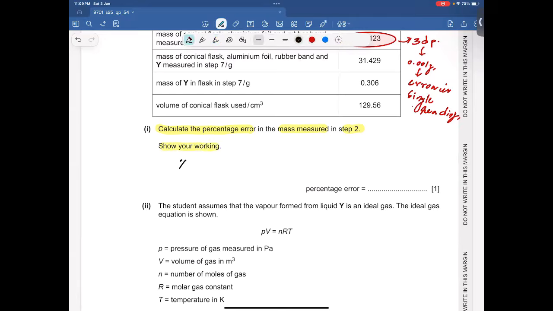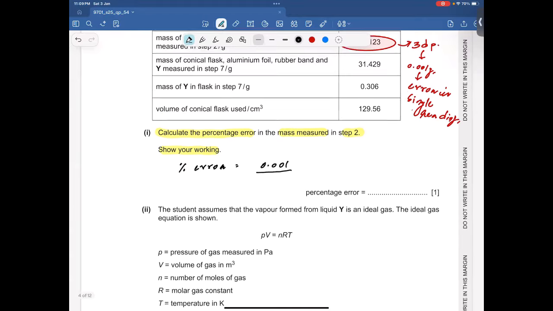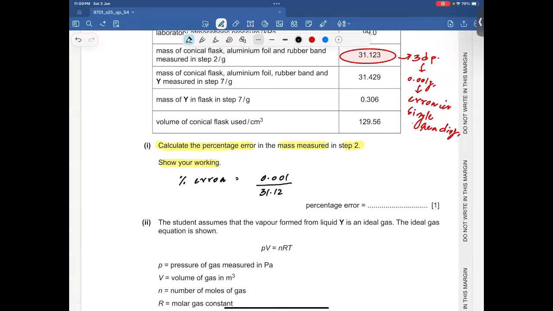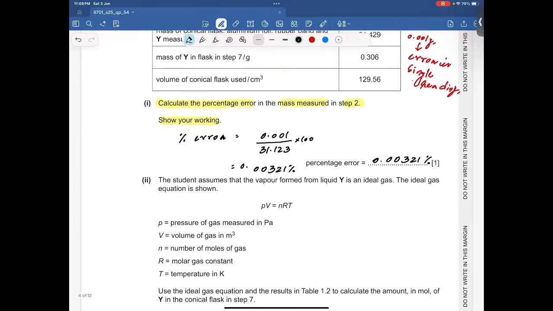So that's easy. Percentage error equals the error in single reading, 0.001 gram, divided by the mass given in step 2, 31.123, times 100. So the percentage error is going to be 0.00321%. Okay, I hope it makes sense to you.